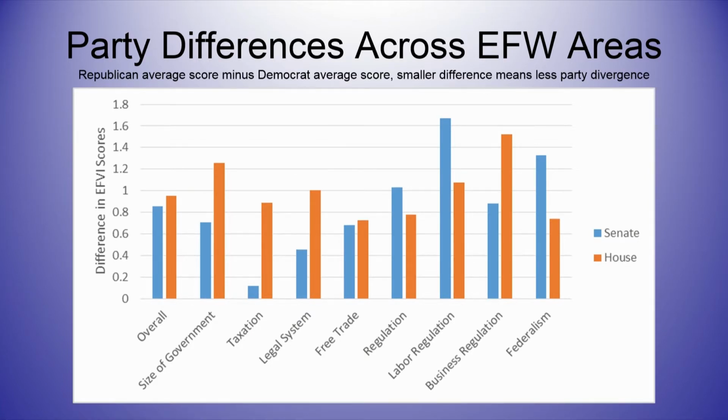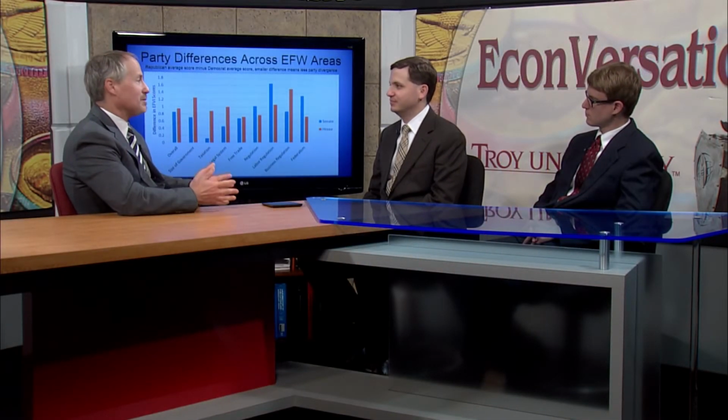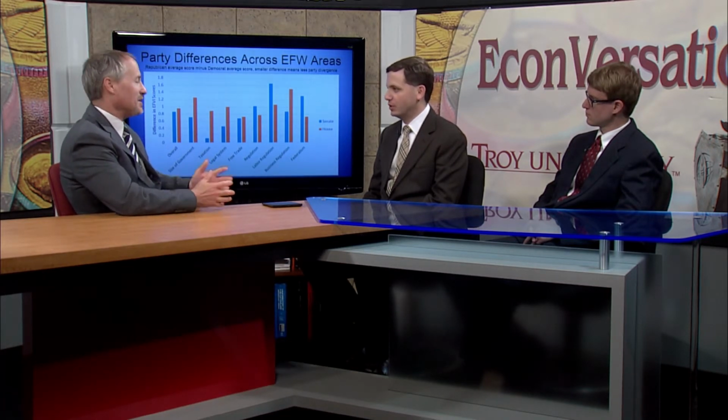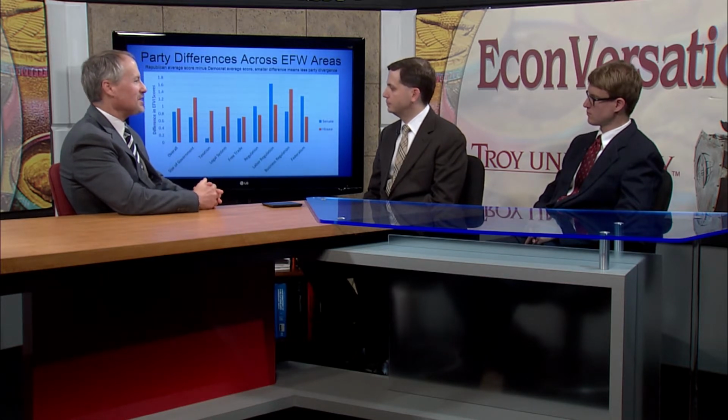There are some very telling differences as far as the degree to which the parties differ on some of these different components here. Certainly on taxation in the Senate, the Republicans and Democrats, it's hard to distinguish them. They were voting very similarly. Right. At least, again, based on the set of bills that we included and that were voted on during those two years in the Senate.